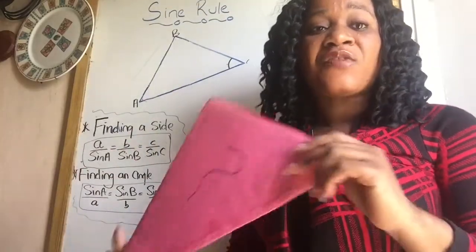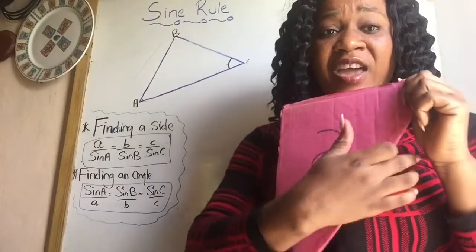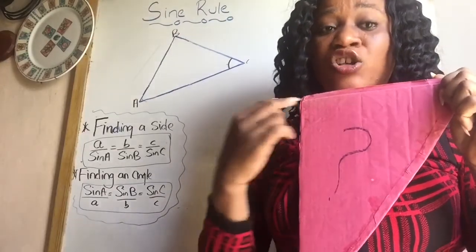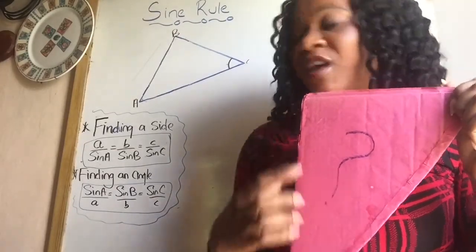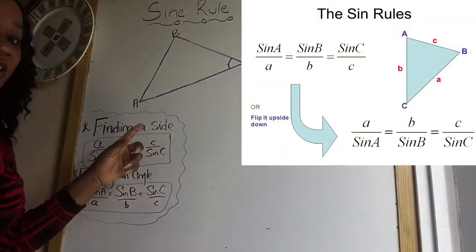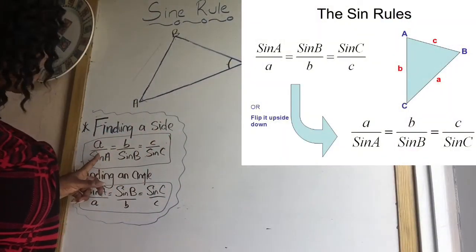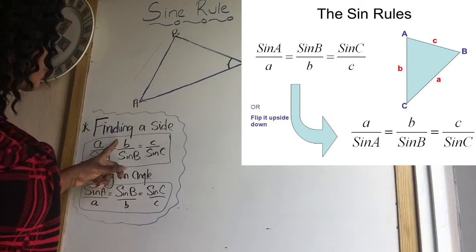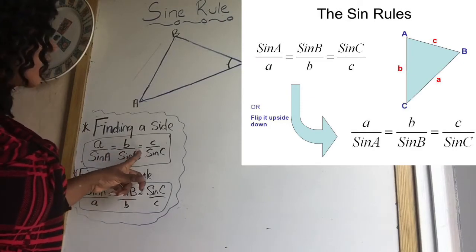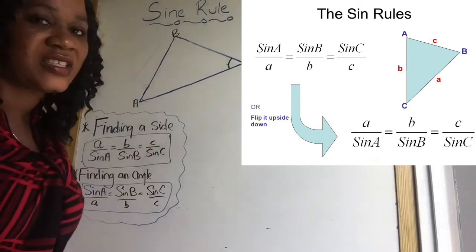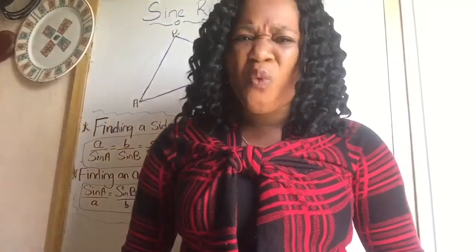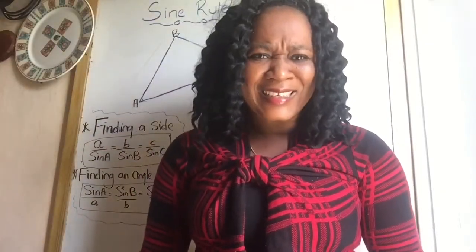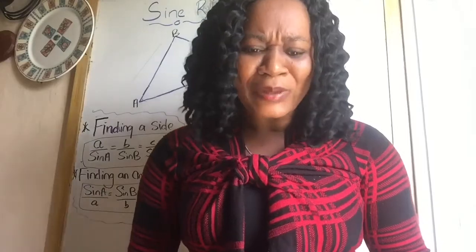For the sine rule, you can use it to find a side and also an angle, and it states that, for finding a side, a divided by sine A equals b divided by sine B, and is equal to c divided by sine C. You may be thinking, what is that? So let me explain it to you guys.